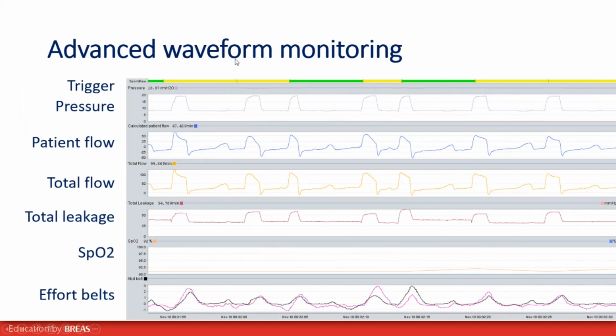So now, on top of what we have already seen, there is the SpO2 and the effort belt. The pink, there are two belts, one on the thorax, one on the abdomen. The thoracic belt is the pink one, and the abdominal is the dark blue one.